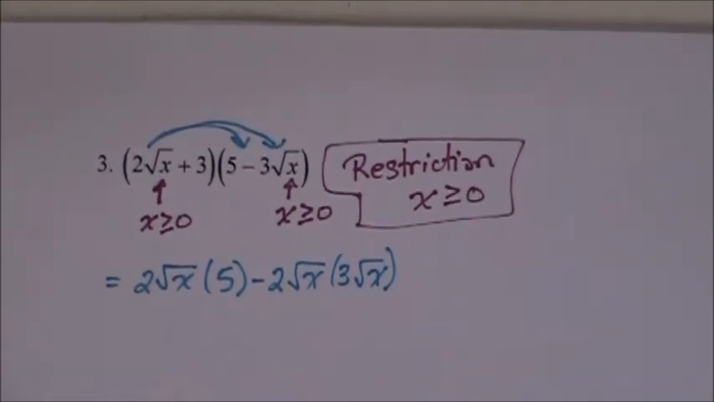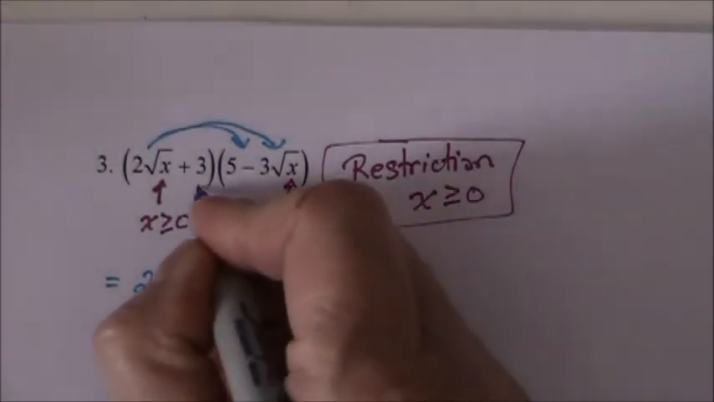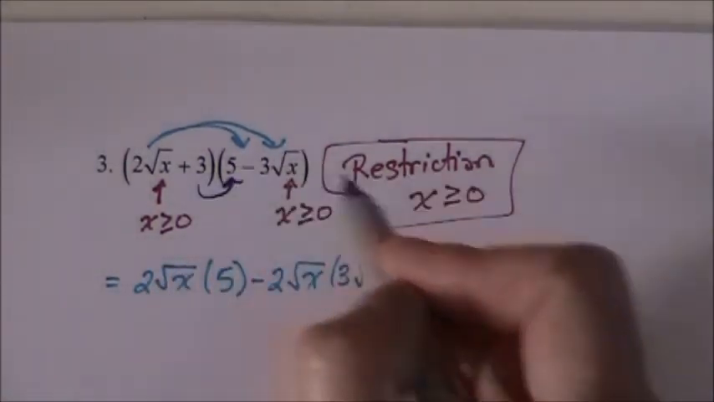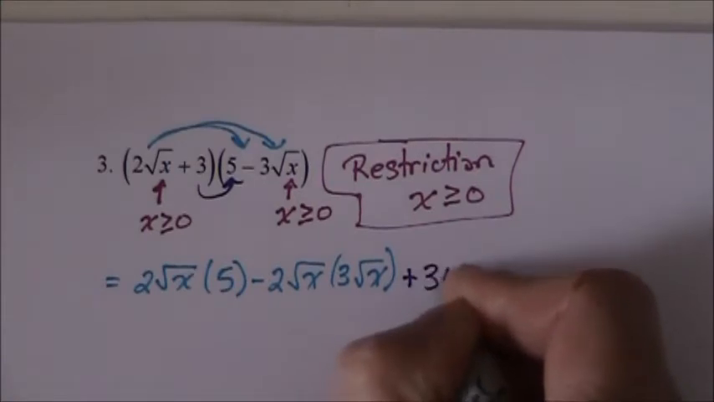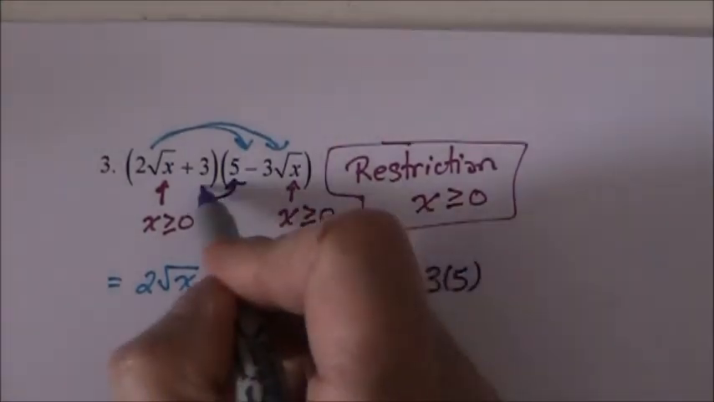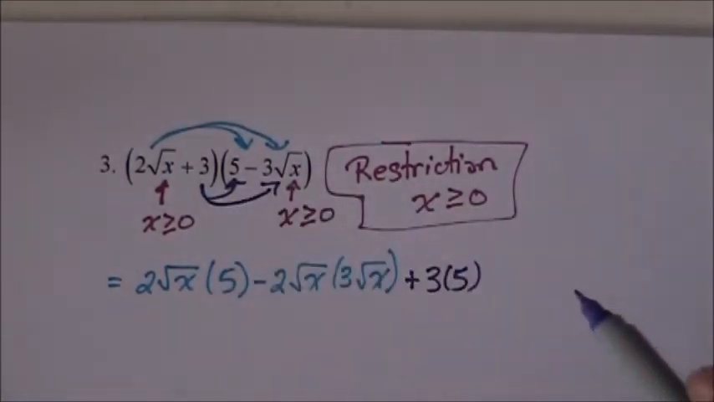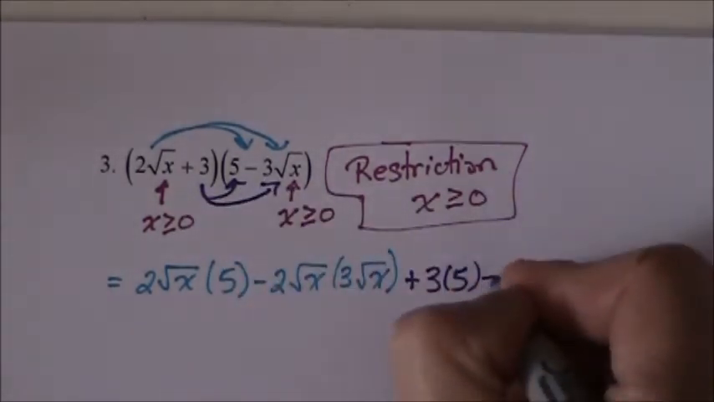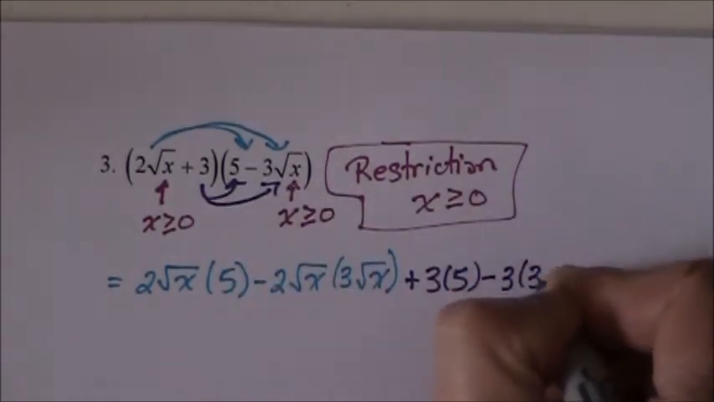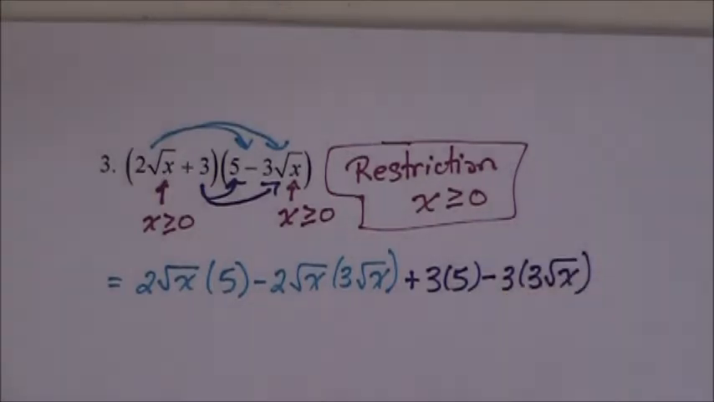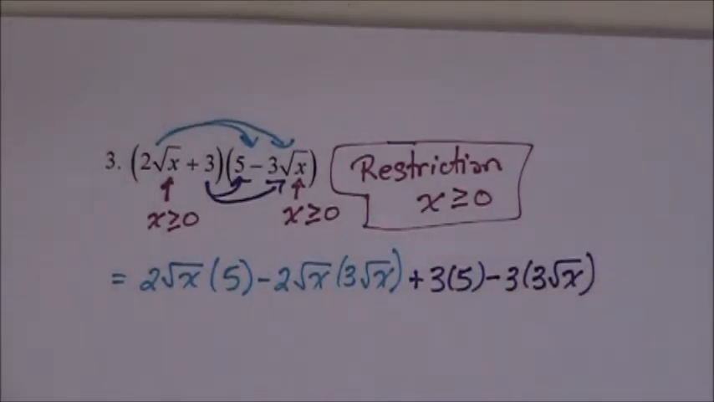We now need to multiply everybody by the 3. So these two are going to need to multiply together. Positive times a positive is a positive. 3 times 5. And these two are going to need to multiply together. Positive times a negative is a negative. 3 times 3 square root x. So there we go.